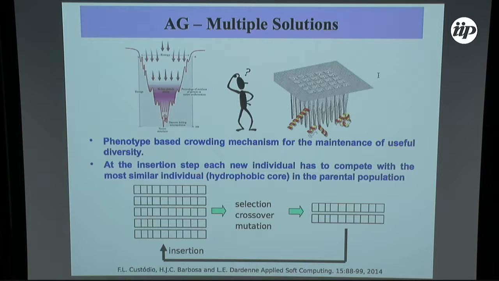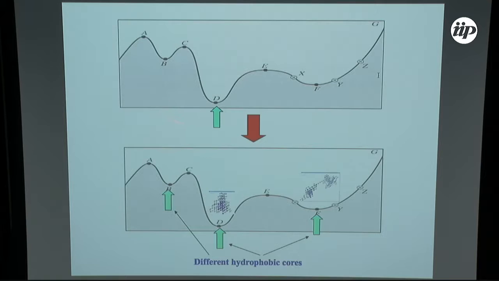Here we have a picture with a standard genetic algorithm, where at the end of the run practically the whole population is in a global or a local minimum. In our approach, in a single run many local minima are mapped in the landscape, where each local minimum corresponds to a different hydrophobic core.